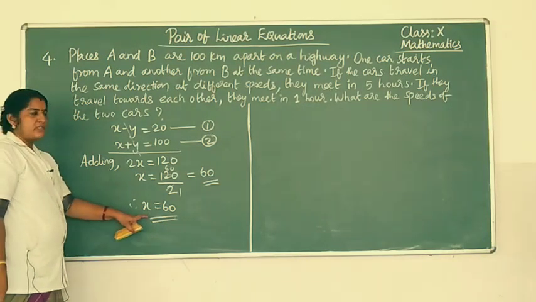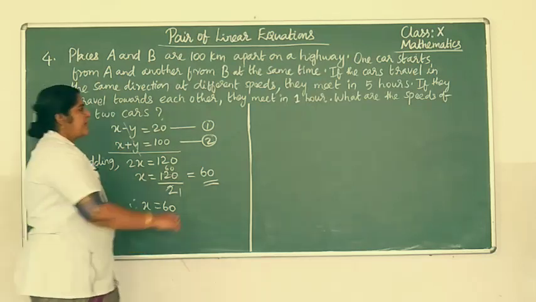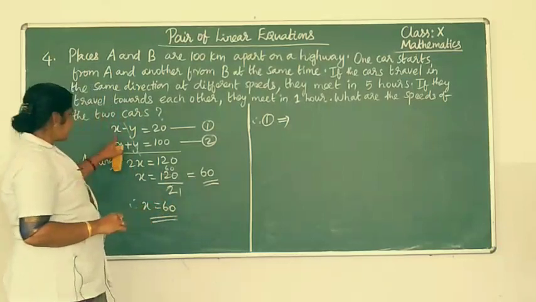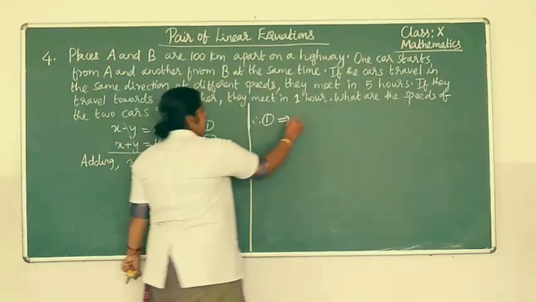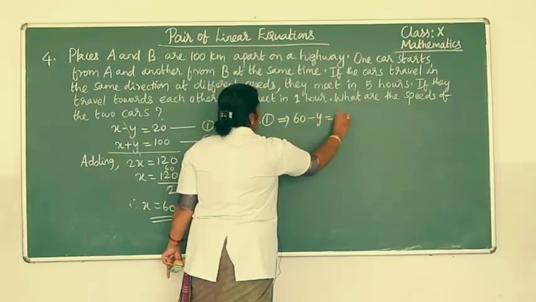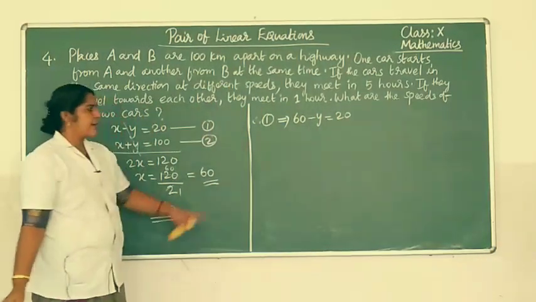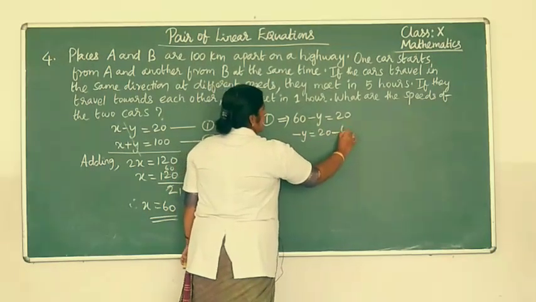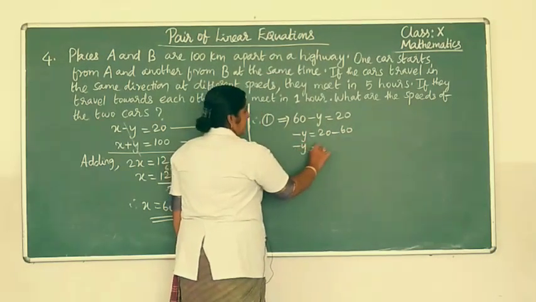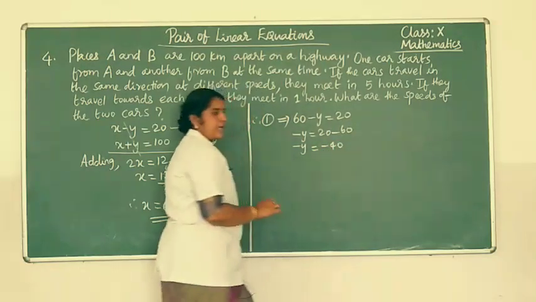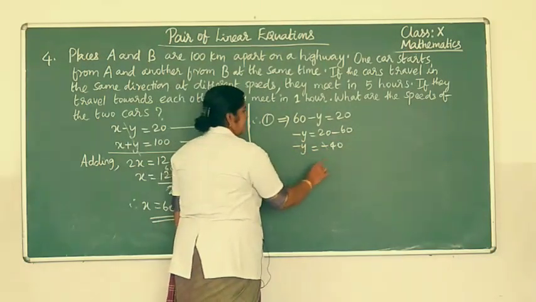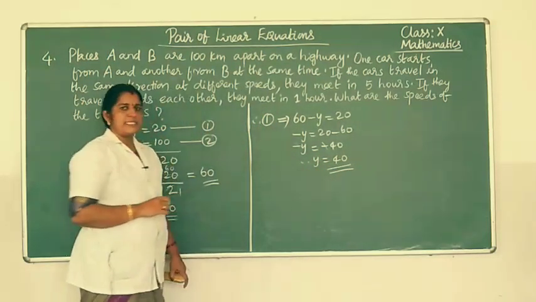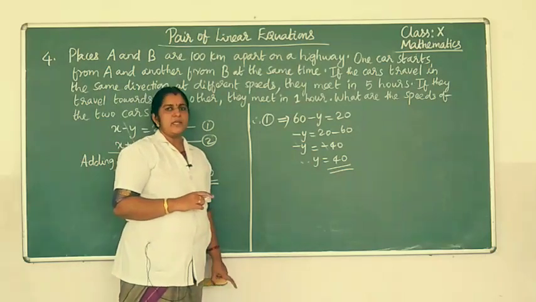Now using this x we are going to find y. If we put the value of x in the first equation, x is 60, so 60 minus y equal to 20. From this, minus y equal to 20 minus 60, that is minus y equal to minus 40. You can cancel the minus, therefore y is equal to 40. Thus the speed of the second car is 40.